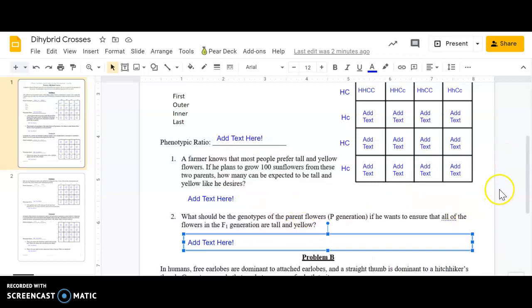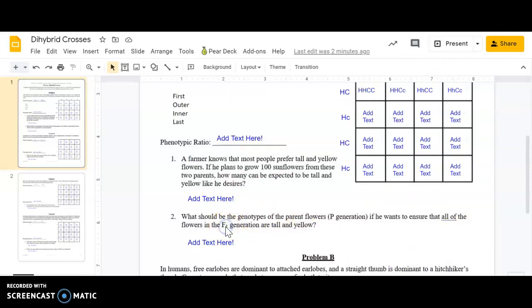One thing to note is when they're asking you about F1, that's the first offspring. So P is the parent. F stands for filial. I just think of it as offspring. You've got F's in the word offspring. It's the first round of offspring. So that is these traits right here.